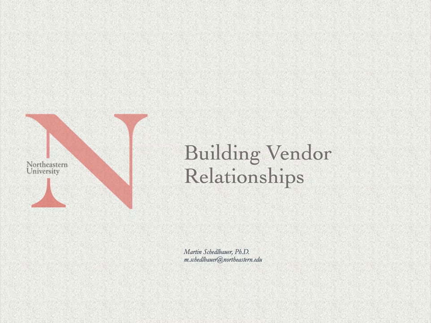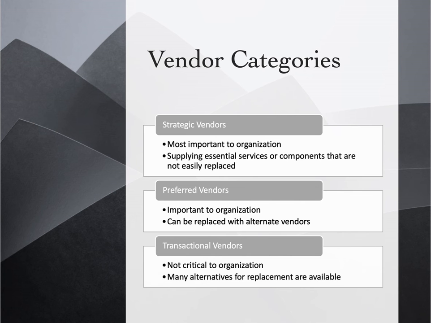So in this lesson, we're going to talk a bit about how to build and maintain a vendor relationship and the type of vendor relationships that exist. Now, for most organizations, we can categorize the vendors into one of three categories. So either a strategic vendor, a preferred vendor, or a transactional vendor. And so here's some of the differences between them.